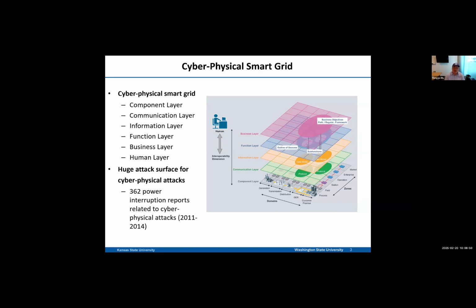The cyber-physical nature of a smart grid significantly expands its attack surface, making it a primary target for cyber-physical threats. Adversaries can exploit vulnerabilities across various layers, from hardware components to communication networks, to data management systems, and to human interactions. Between 2011 and 2014, the US Department of Energy received about 362 reports of power interruptions related to cyber-physical attacks. This highlights the growing threats to energy infrastructure. Since then, the frequency and sophistication of cyber attacks has escalated.